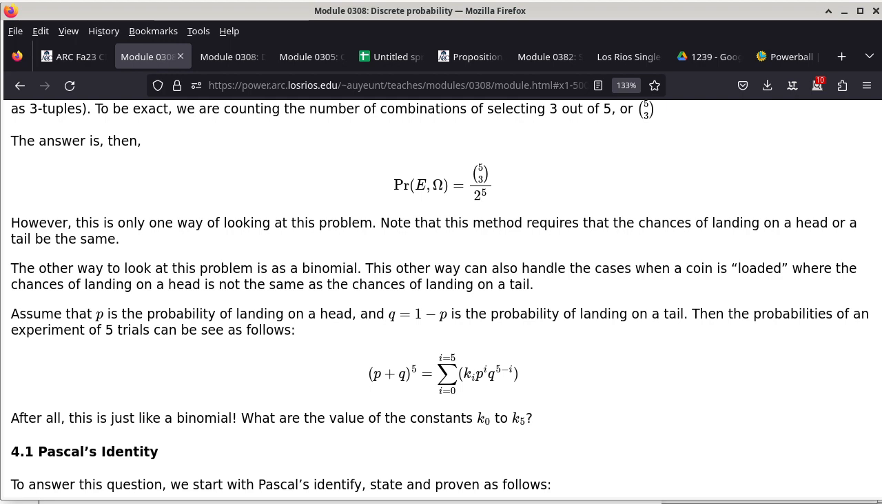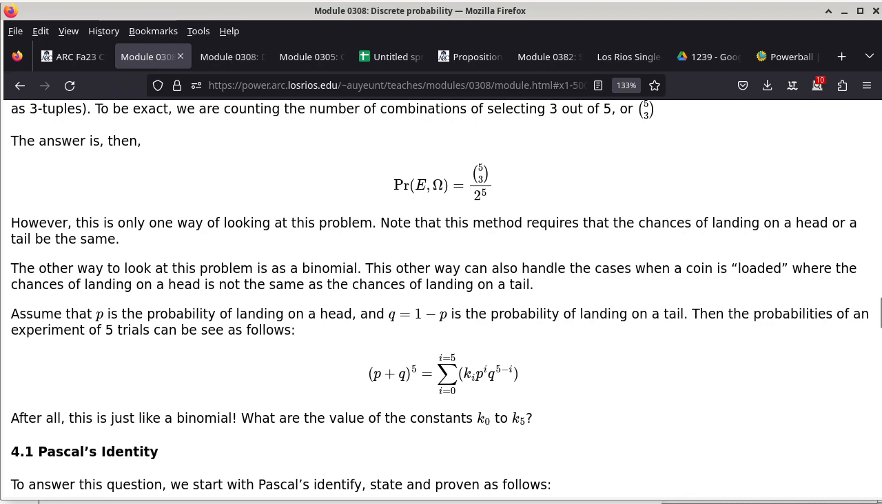So if we look at a coin that is loaded, and P is the probability of landing on the head, and Q, which is 1 minus P, is the probability of landing on the tail, then the probability of an experiment of 5 trials can be seen as the following, which is (P + Q)^5. Now, let's just take a look at this one here, okay?